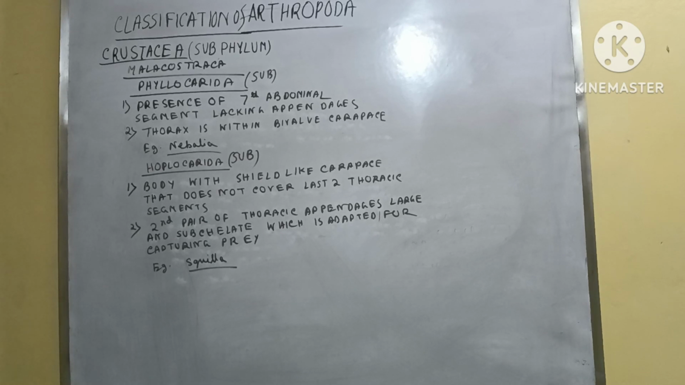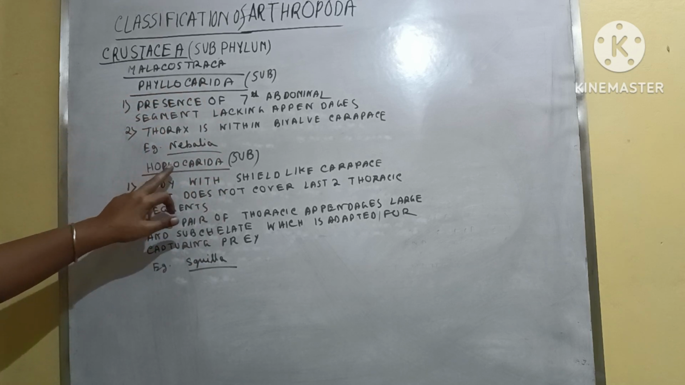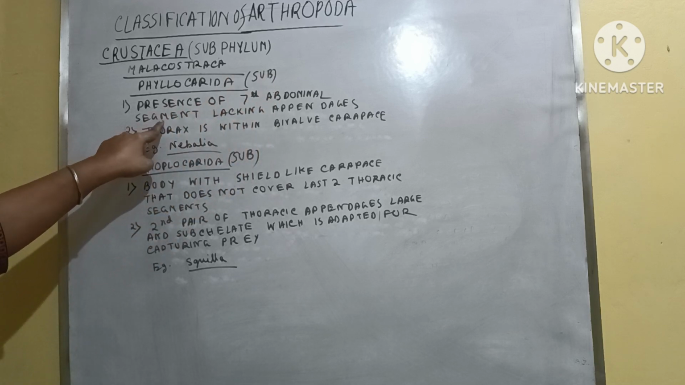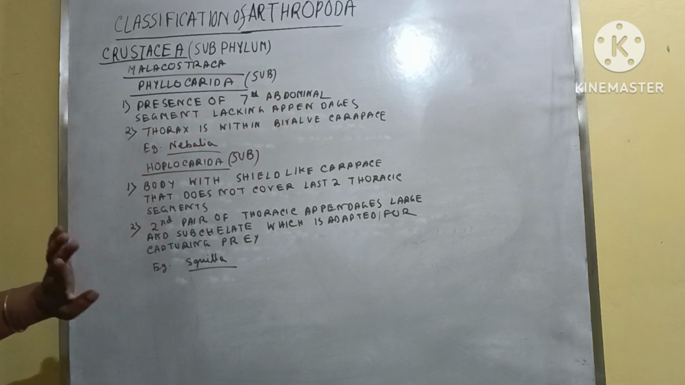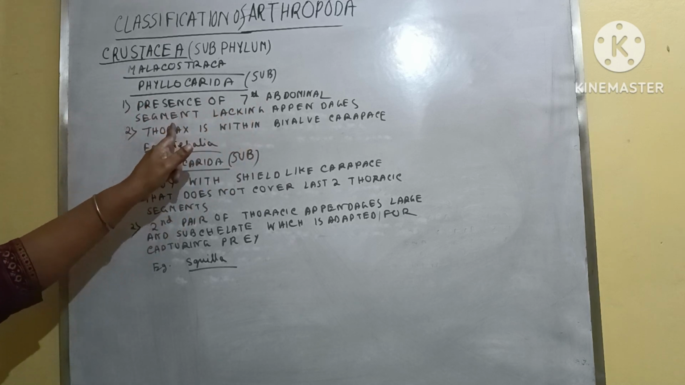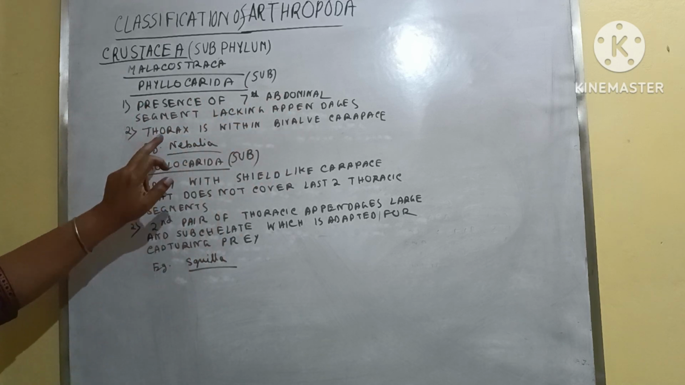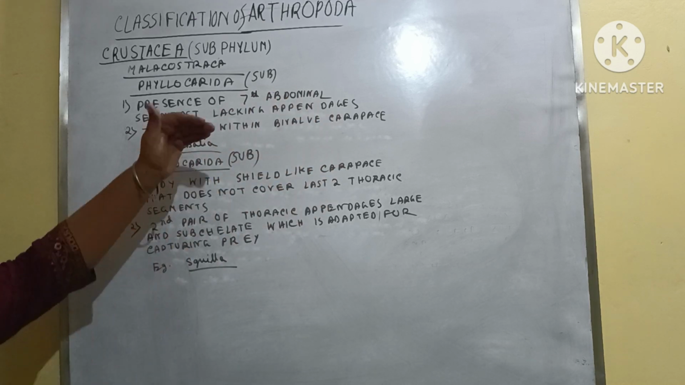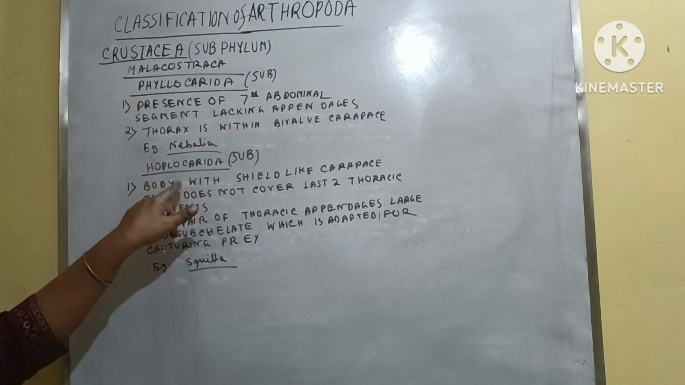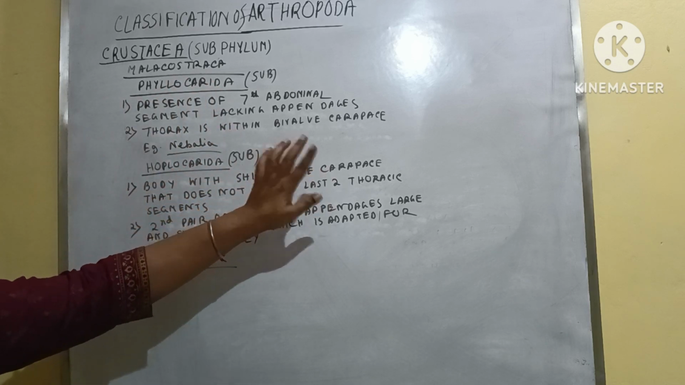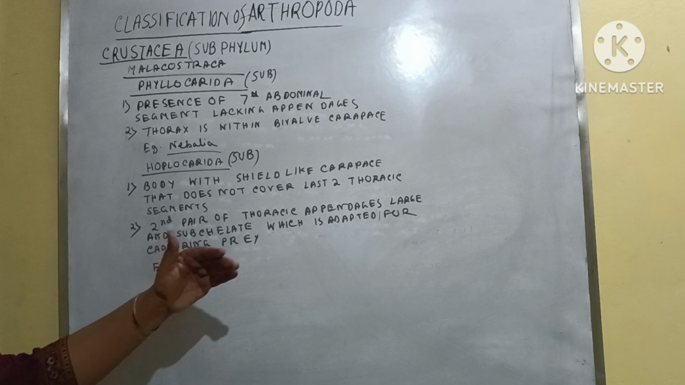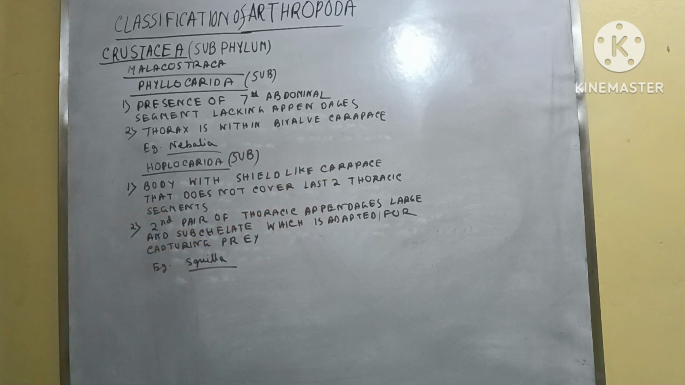Under Malacostraca there are 2 subclasses. One is the Phyllocarida, the second one is the Hoplocarida. In Phyllocarida, the 7th abdominal segment lacks appendages, and the thorax is within a bivalve carapace. The body is covered within the shield-like carapace, but it does not cover the last 2 thoracic segments. That means the thoracic region is not fully covered by the carapace.